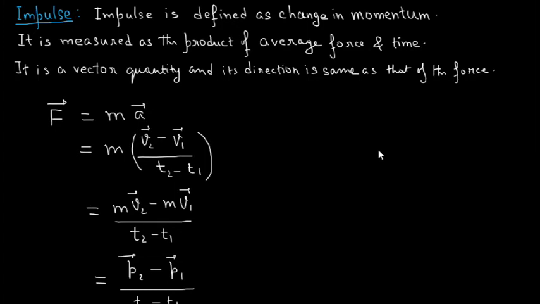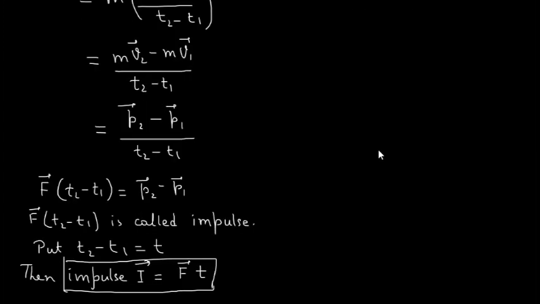is equal to m bracket v2 minus v1, or we can write mv2 as p2 and mv1 as p1, upon t2 minus t1. In the next step, we can cross multiply and write F multiplied by t2 minus t1 is equal to p2 minus p1. F multiplied by t2 minus t1 is called impulse.